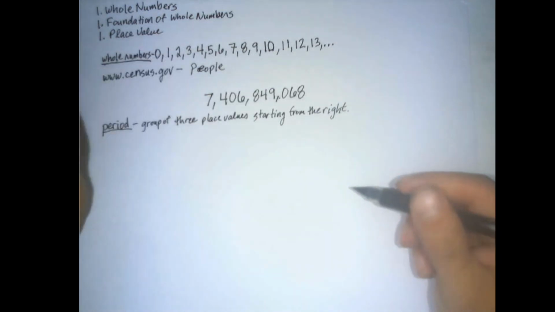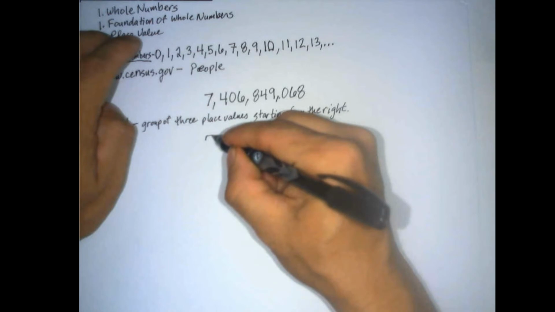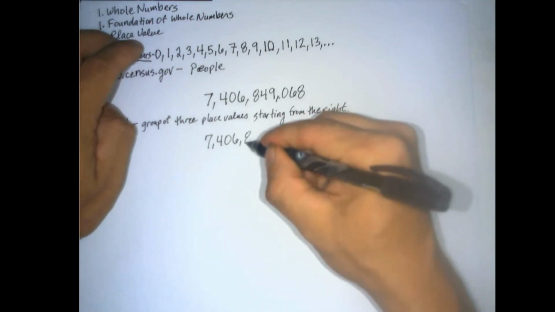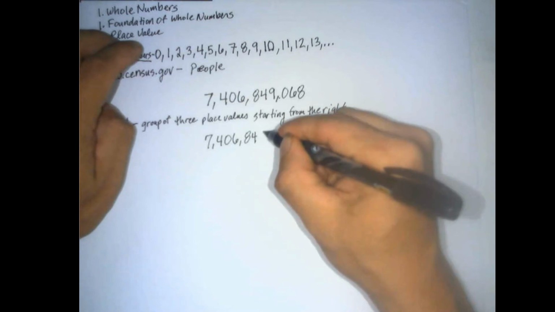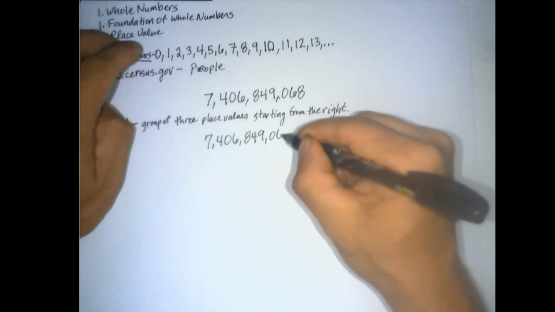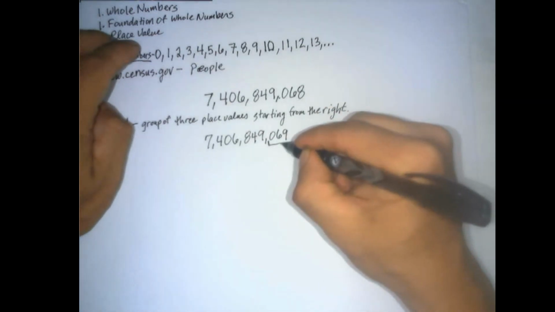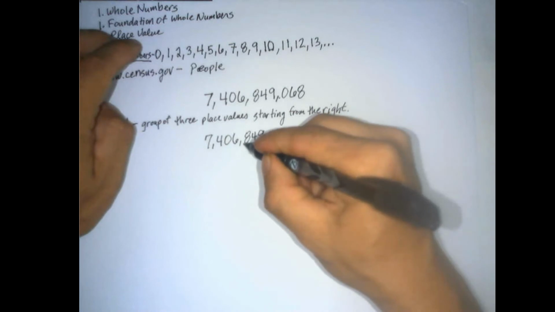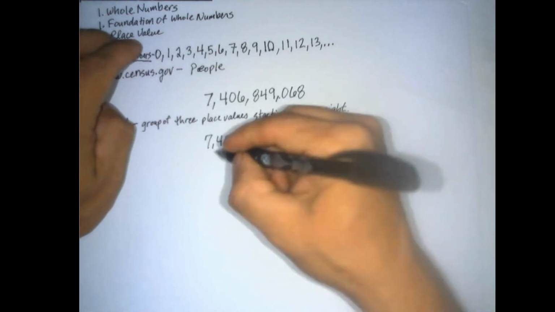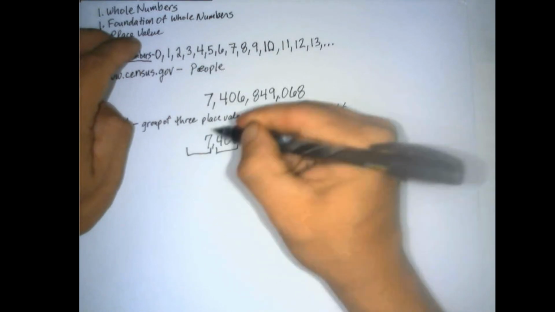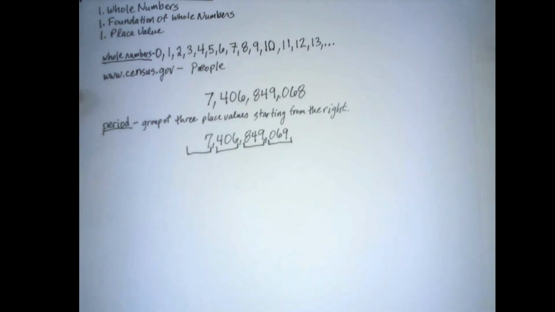And I'm going to rewrite this number down here so we can work with it. There is an exception to the rule. 4-digit numbers sometimes do not have a comma separating the period, but it is okay to put one. So this is a period. This is a period. And this is a period. And then we start a new period here. And it's not full. The last period does not necessarily have to be full.